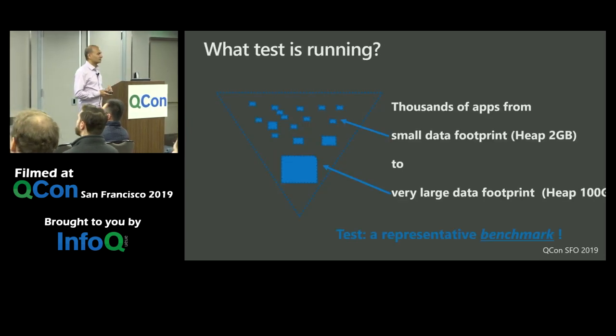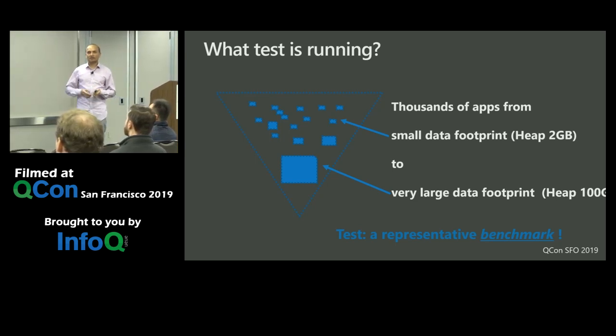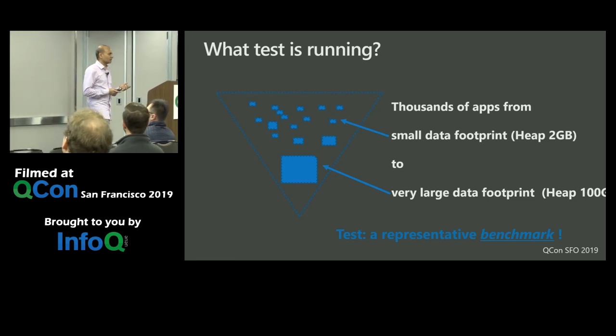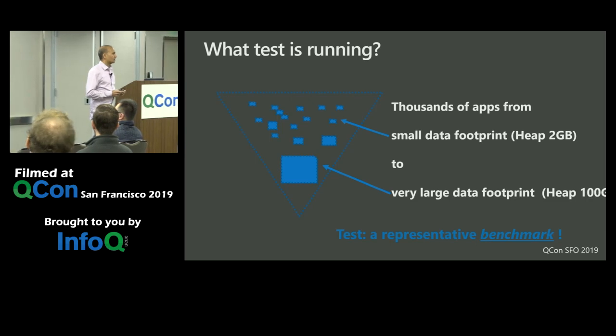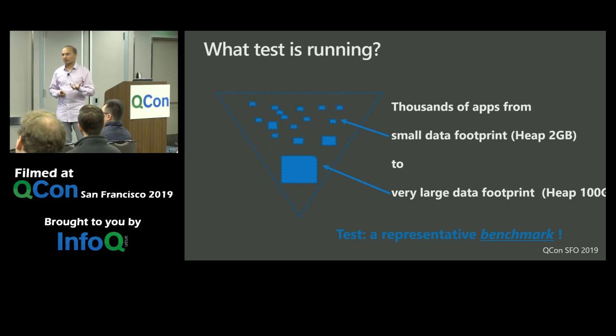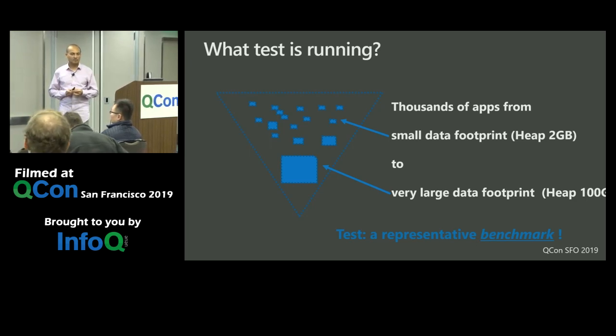That led me to ask the very first question to the person: what are you running? This is a pretty large company. They said, I have around 3,000 to 4,000 applications. Some of them are very small footprint microservices which talk to each other, and some are very small, like 2 gig. We run them with 2 gig or 3 gig heap. Very few of them are very large. We go up to 100 gig heap.